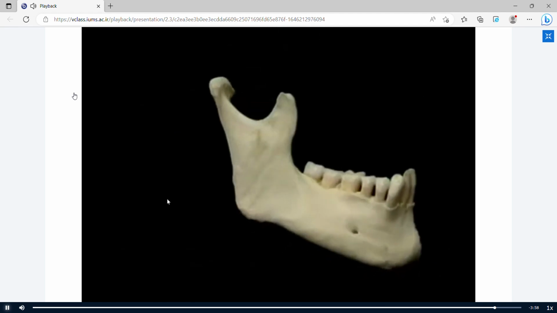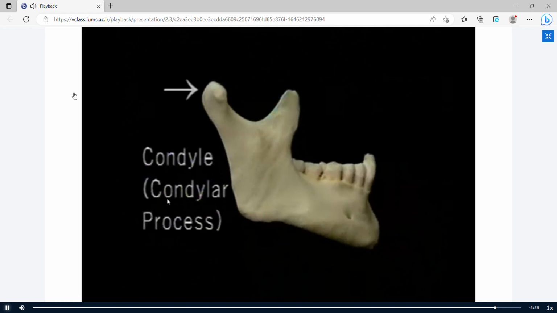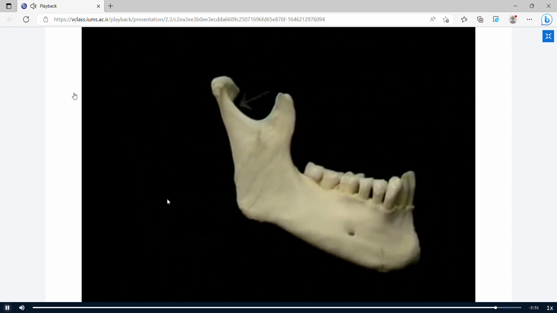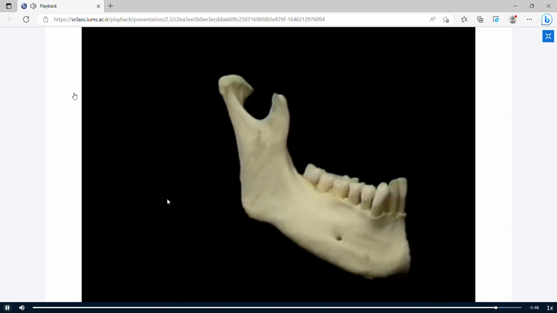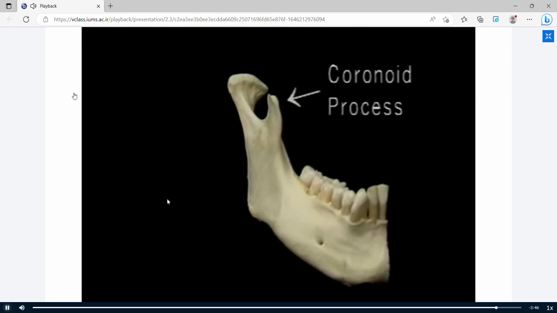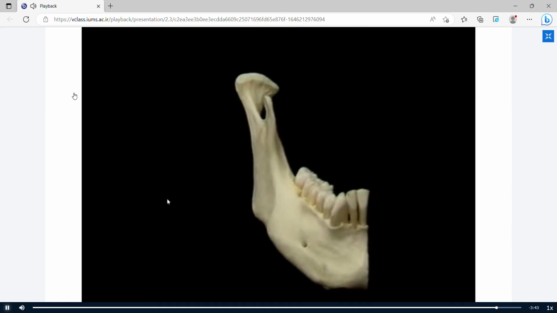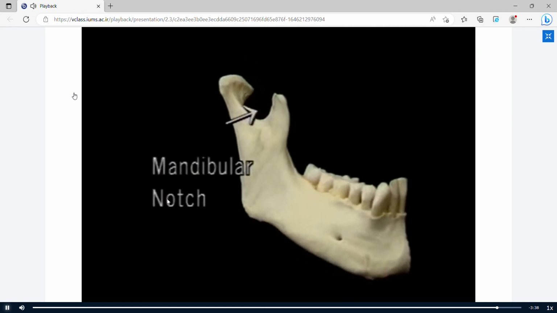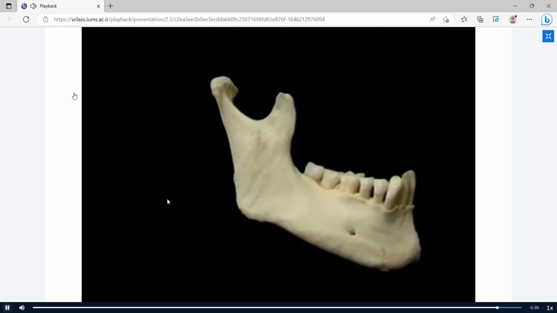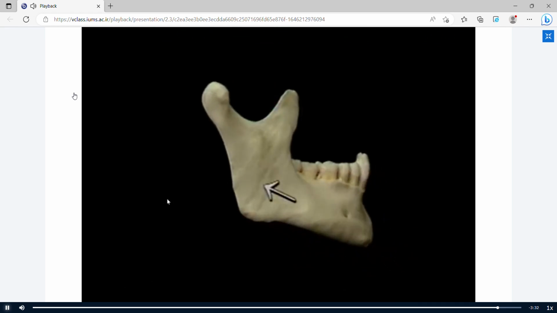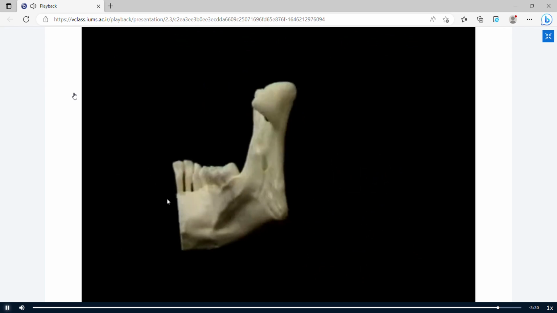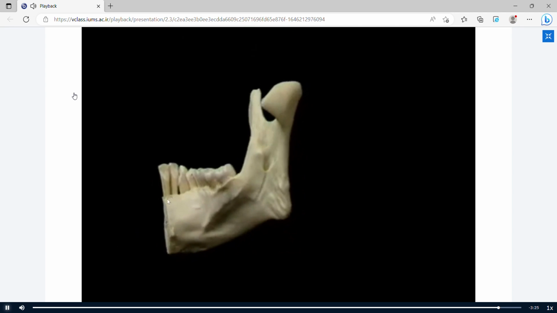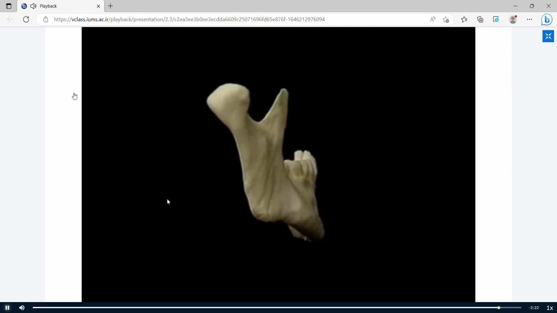The rounded projection that articulates with the temporal bone is the condyle, or condylar process. The narrowing below the condyle is the neck. The sharp, slender projection in front of the condyle is the coronoid process, a major muscle attachment, as we'll see. The dip between the coronoid process and the condyle is the mandibular notch. The angle of the mandible is roughened on the outside and on the inside by the insertions of a matching pair of muscles, the medial pterygoid on the inside and the masseter on the outside, which we'll see shortly.